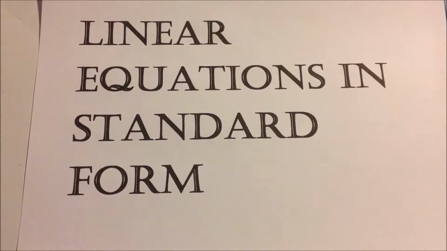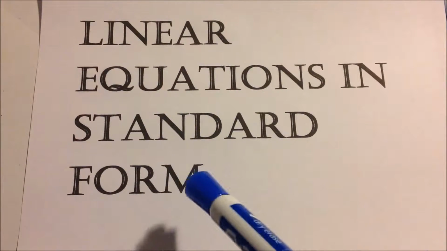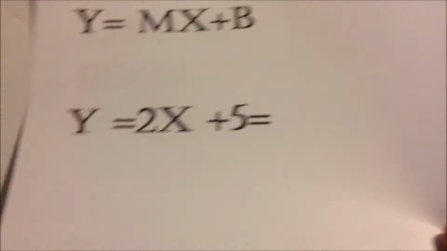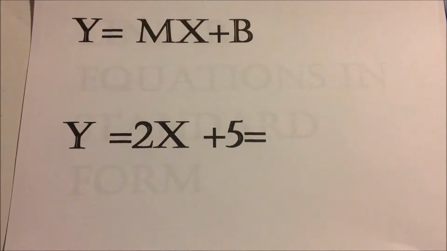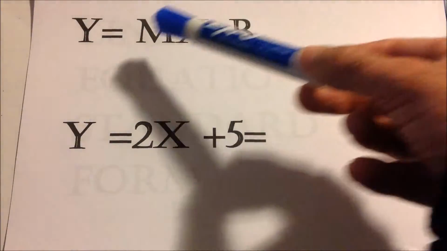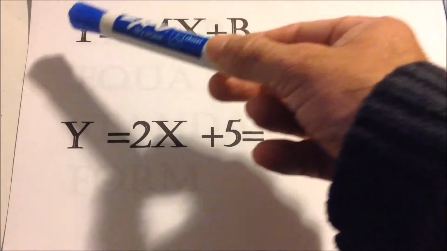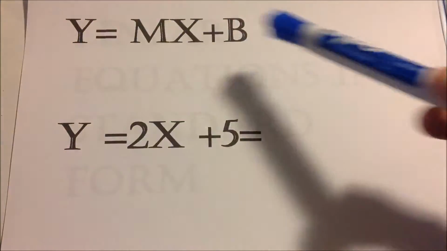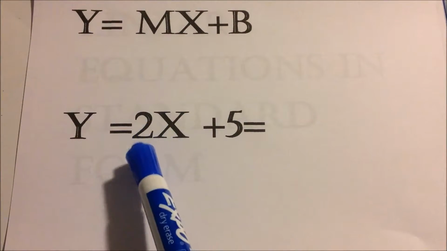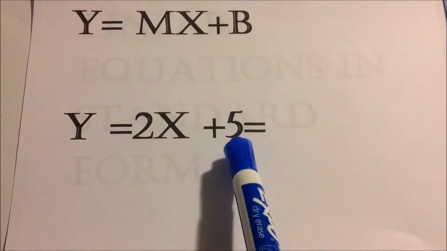Okay, here's our video on linear equations in standard form. So we've been doing linear equations in slope-intercept form. If you remember, y equals mx plus b, where m is the slope, b is the y-intercept, x is the independent variable, and y is the dependent variable. Here, just as an example, we have the slope as 2 and the y-intercept as 5.